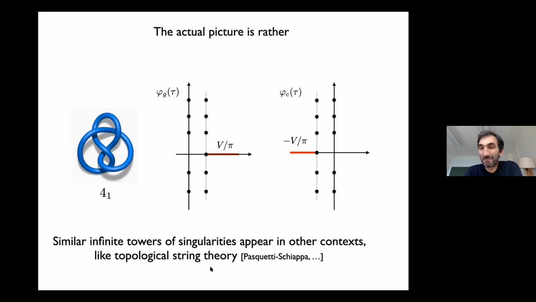But this turns out to be a generic phenomenon. Let me point out that in the case of topological string theory, I think the first paper where this was pointed out very clearly was a paper by Pasquetti and Schiappa, and it has been pointed out in many other examples in topological string theory. So already you can see here that complex Chern-Simons theory and topological string theory share this structure of towers of singularities. Very good.